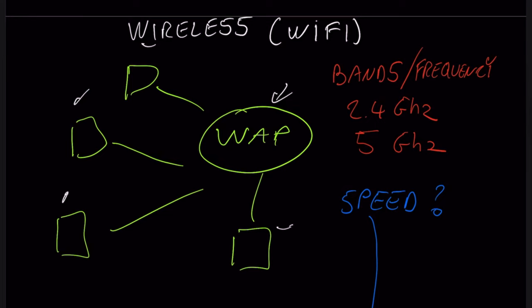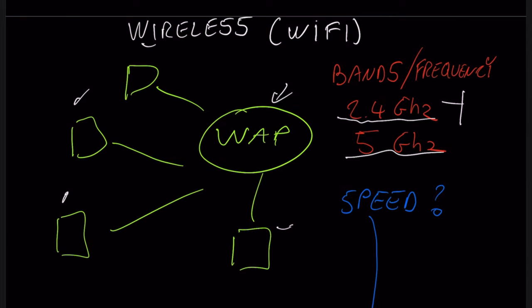How does this actually work? Well, this is thanks to physics and bands and frequencies. We're not going to go too much into it, but just for your knowledge, you'll have two main frequencies, 2.4 gigahertz and 5 gigahertz. 5 gigahertz is the faster one. However, 2.4 gigahertz is used mainly also for coverage, range, and penetration. So basically a signal through obstacles like walls.